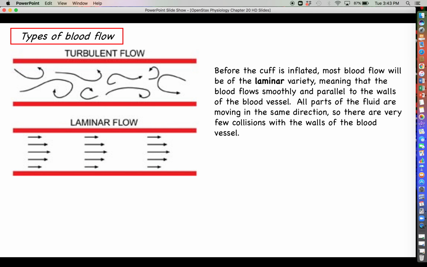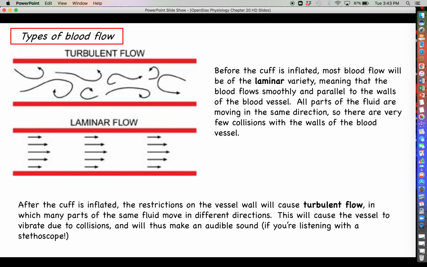The blood flow is far too smooth and unobstructed, so it is going to be nice and silent and you're not going to hear anything. All the different components and particles in the blood are all moving in the same direction, so nothing is crashing up against the side of the blood vessel, and that leads to the silent lack of sound that you're hearing. Now, this is going to change.